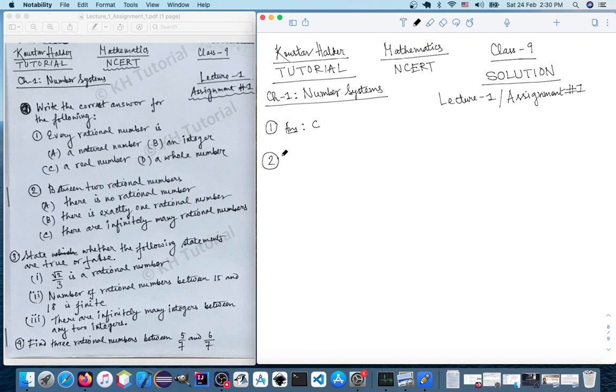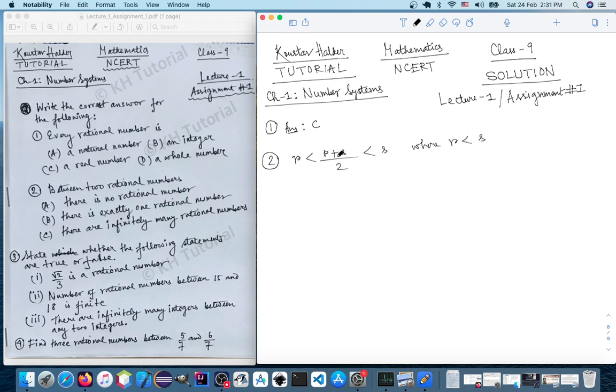Choice B says there is exactly one rational number. This is also false, because definitely there is a rational number between two rational numbers, let's say R and S. If we consider the two rational numbers R and S, we will have another rational number R plus S by 2. So for two rational numbers R and S, we always have R plus S by 2, a rational number lying between R and S, where it is given that R is less than S.